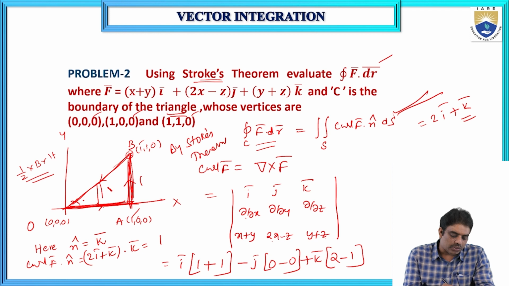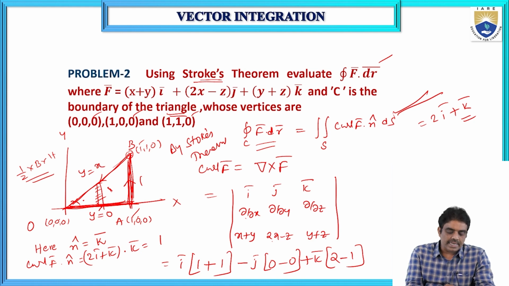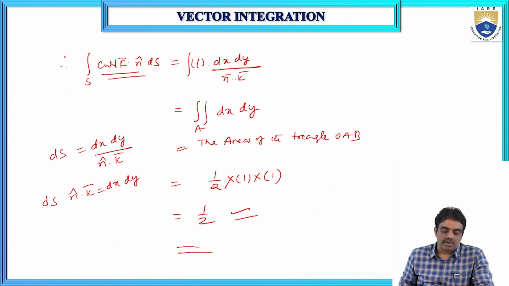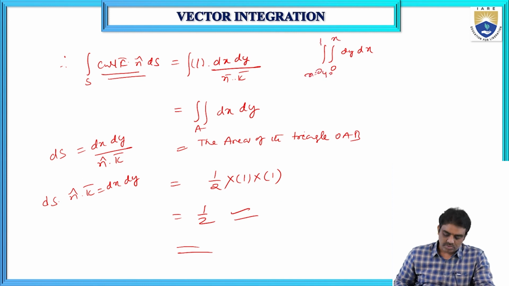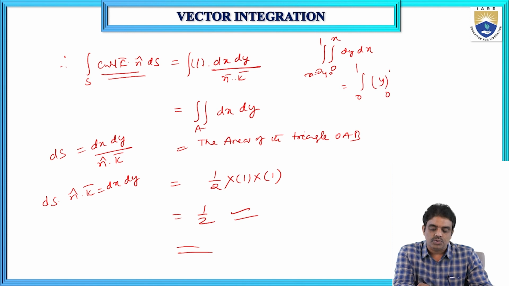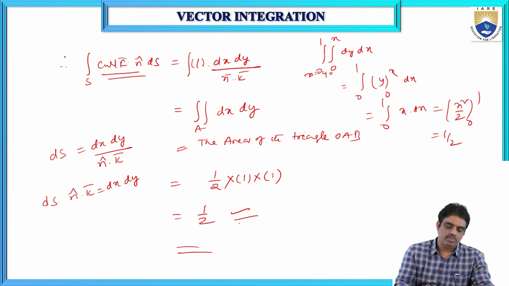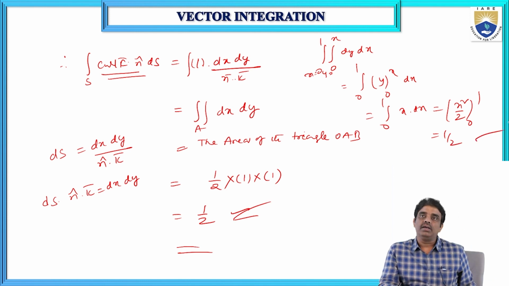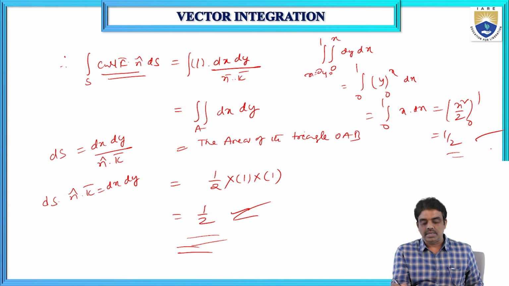Or you can consider the strip also. If you consider the strip, y varies from 0 to x, and x varies from 0 to 1. That you can also do, but it is not required. On doing the integration, the integral from 0 to 1 of the integral of dy is y from 0 to x, dx, that is the integral from 0 to 1 of x dx, or x square by 2 between 0 and 1, which is equal to 1 by 2. Both are the same. You can find the area directly by the formula half into base into height. These two are the required solution.